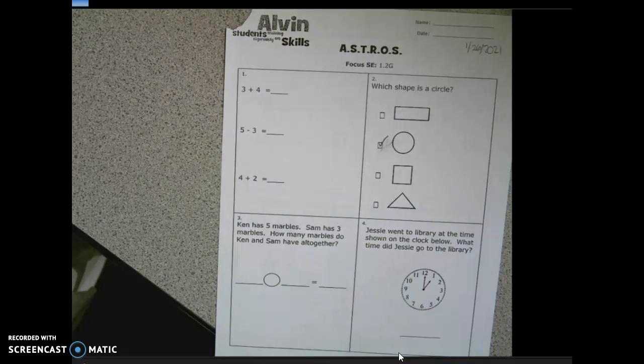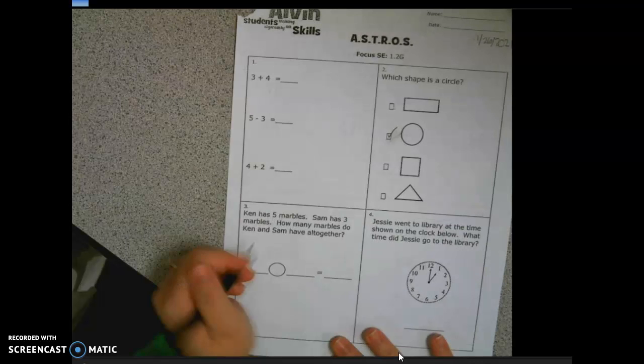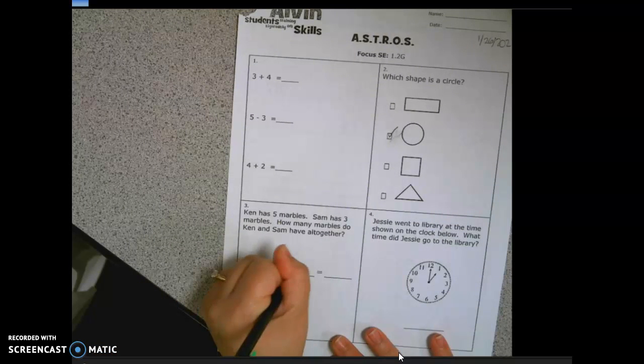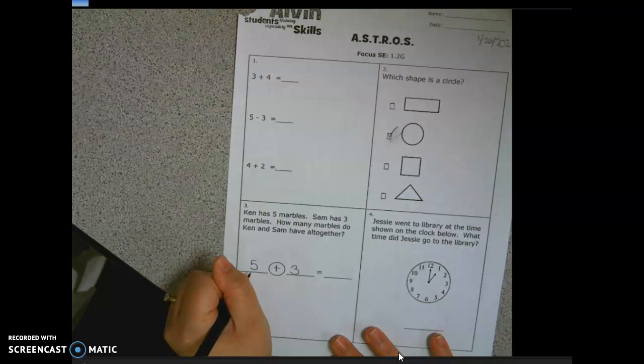Ken has 5 marbles, Sam has 3 marbles. How many marbles do Ken and Sam have all together? Well, I know I'm looking for a joining problem because I want to see how many Ken and Sam have together. So I know Ken has 5. I know we're adding because I'm joining 3 more. I'm going to say 5, 6, 7, 8.